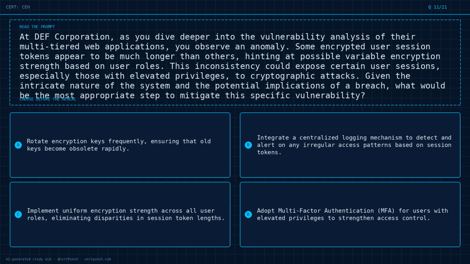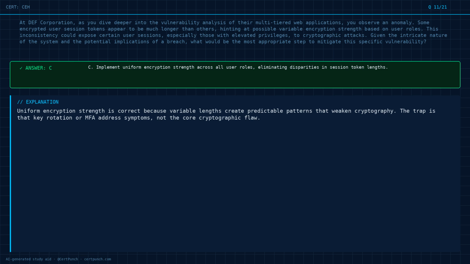Commit to it now. The answer is option C. Exam logic. Uniform encryption strength is correct because variable lengths create predictable patterns that weaken cryptography. The trap is that key rotation, or MFA, address symptoms, not the core cryptographic flaw.